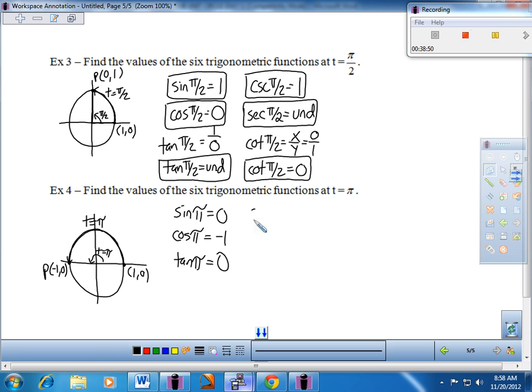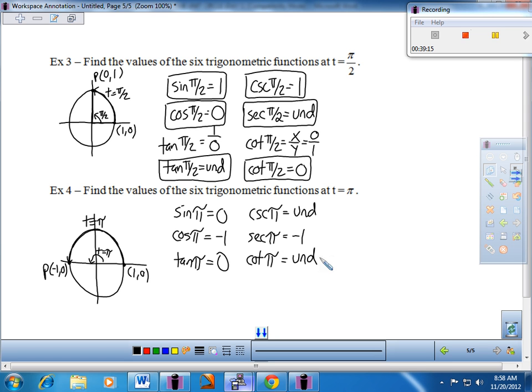And then if I do my flips, cosecant of pi, trying to flip 0 is undefined. Secant of pi, again, notice the association here, everybody. It'll become more and more automatic the more you do it. Secant goes with cosine. Flipping -1 still stays -1. And in cotangent of pi, trying to flip 0 really just makes it undefined, getting 0 in the denominator. And there are your 6.